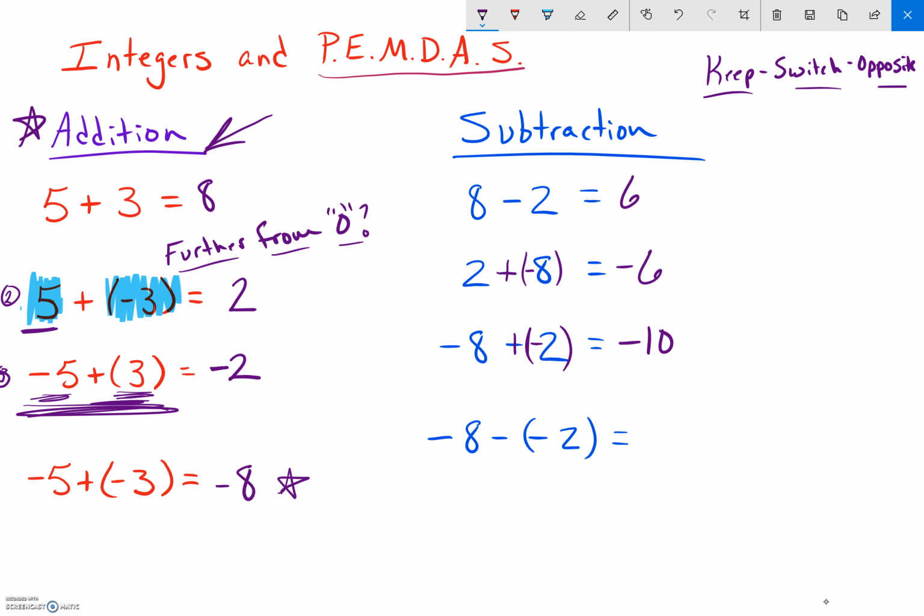And last but not least, we have negative 8 minus negative 2. Again, do keep, switch, opposite, and it becomes negative 8 plus 2. And that's going to be negative 6. So hopefully you got all those right. If not, have your questions ready. And once everybody's done with this warm-up, we will answer them.